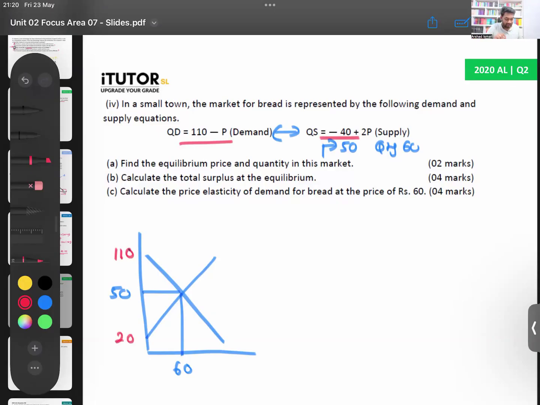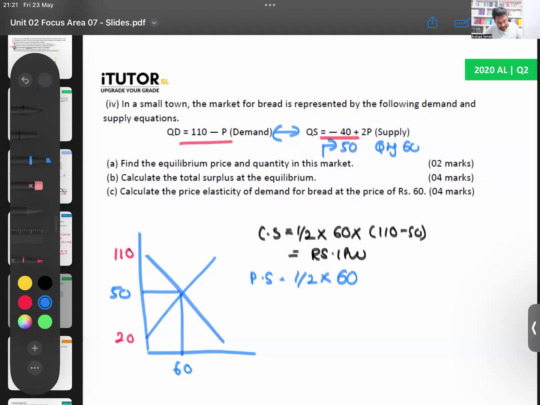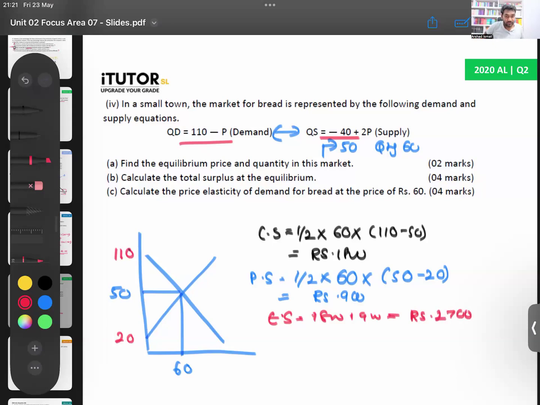With that information, you can calculate consumer and producer surpluses. Consumer surplus, half into base into height, is 110 minus 50. How much do we get? 1800. Then producer surplus, half into base into height, is 50 minus 20. How much do we get? 900. Then economic surplus, 1800 plus 900, you get 2700. Very easy question for you to get 4 marks.